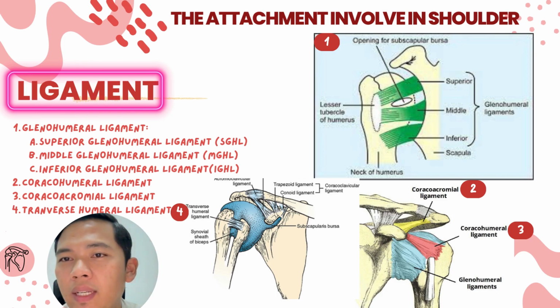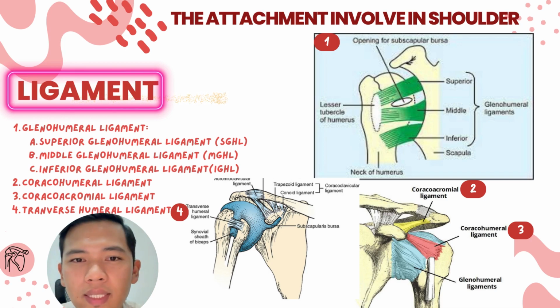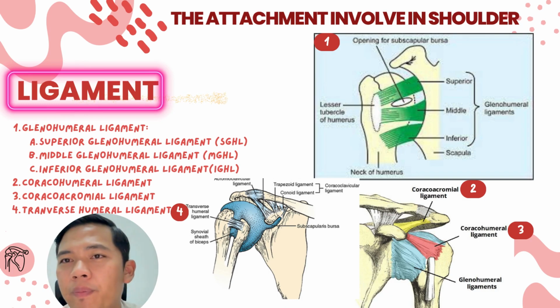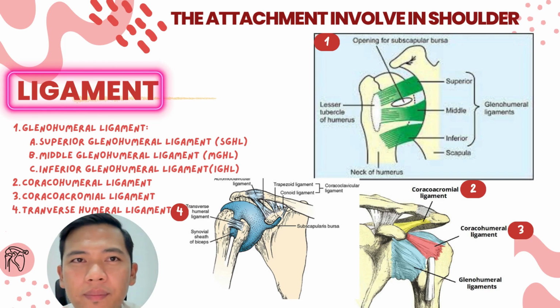So number four, the transverse humeral ligament. The transverse humeral ligament bridges the gap between the greater and the lesser tubercles of the humerus, and it holds the tendon of the long head of the biceps brachii muscle in place within the bicipital groove.